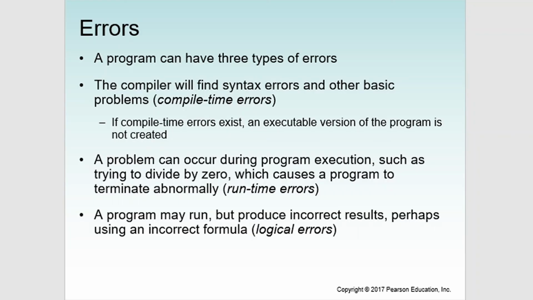A program can have three types of errors. The compiler will find syntax errors and other basic problems. If a compile time error exists, the executable version of the program is not created, so the .class file will not be generated. A problem can occur during the program execution, such as trying to divide by 0, which causes the program to terminate abnormally. That's what we call a runtime error. A program may run but produce incorrect results, perhaps using the incorrect formula, and that is the logical errors.